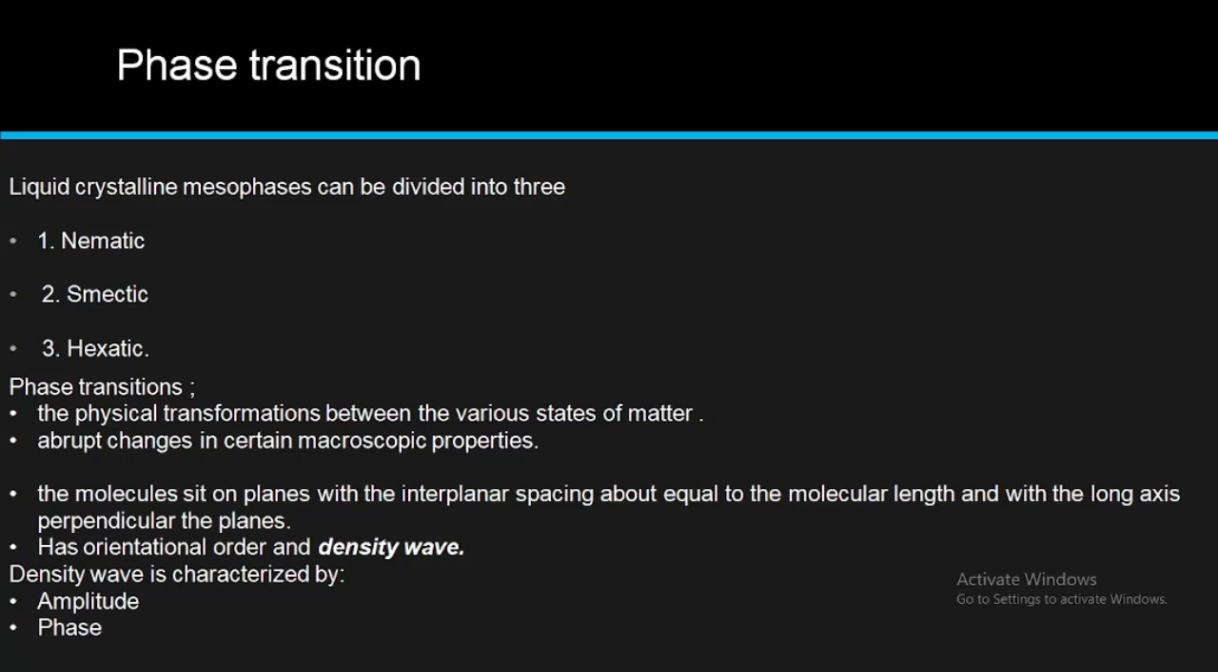Particularly in the case of liquid crystals, the molecule sits on planes with interplanar spacing about equal to the molecular length and with the long axis perpendicular to the plane, correct? That is how we have already learnt about the arrangement of the layers in a liquid crystal. The directional changes in them cause the different phases like nematic, smectic and hexactic. And here we have something called density wave, which is already dealt with by my other friends, which is characterized by amplitude and also phase.